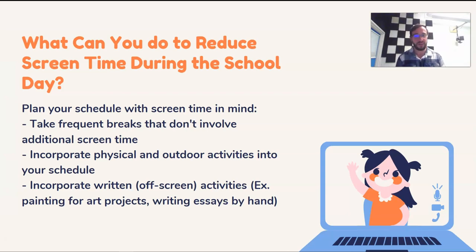Incorporate physical and outdoor activities into your schedule. So this kind of goes back to my video I have about scheduling. Make sure you find ways to incorporate physical and outdoor activities and reduce that screen time as well. And finally, incorporate written activities. This can also include art projects that aren't on a screen, or even considering doing your written work by hand rather than typing it, because that's, again, time you're spending away from the screen. And you don't have to do every single written project or assignment on paper, but every so often it's good to practice those skills as well.